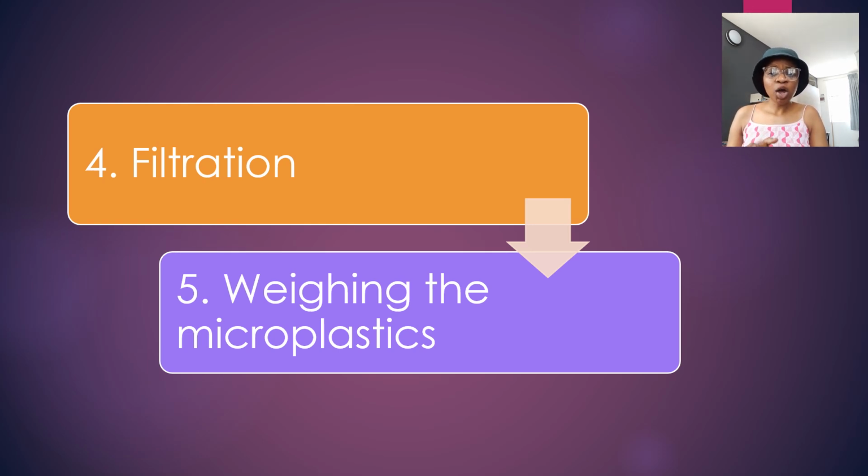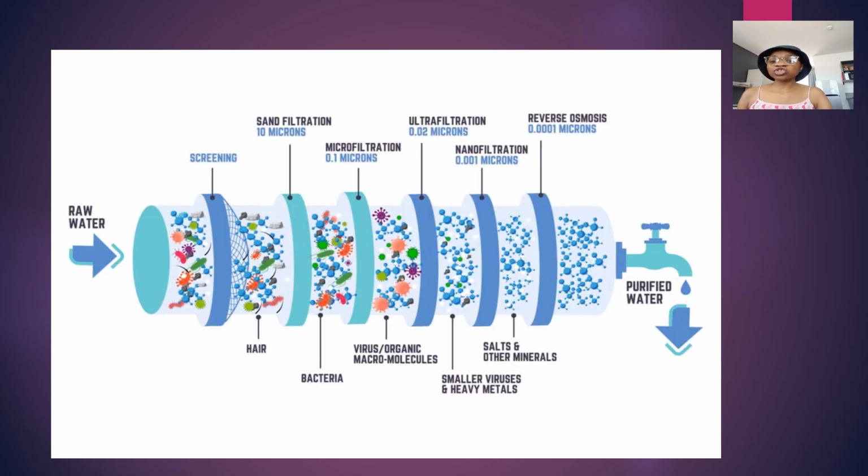Step number 5, weighing the microplastics. The membranes were weighed before and after the filtration process to determine the mass of the microplastics captured. After filtration, the membranes were allowed to dry for 24 hours before re-weighing. Now this is just a picture to show you how microplastics are removed from water.